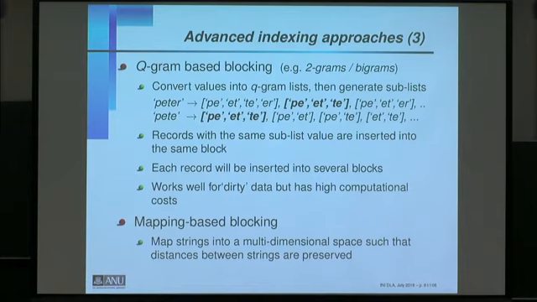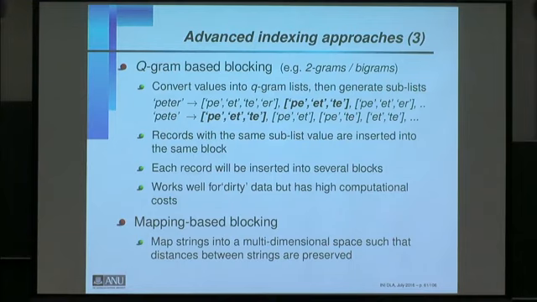So for example, for Peter, we generate the list of all Q-grams, and then all possible subsets with one Q-gram removed. If we do the same for Pete, then Peter and Pete end up having the same list of Q-grams, so we insert them into the same block. This works quite nicely if we have really messy data sets, but because we generate these sublists, it's computationally very expensive and it doesn't really scale up very well.